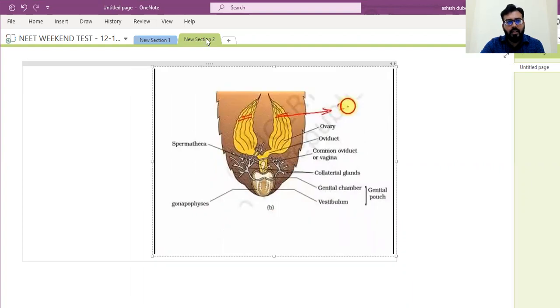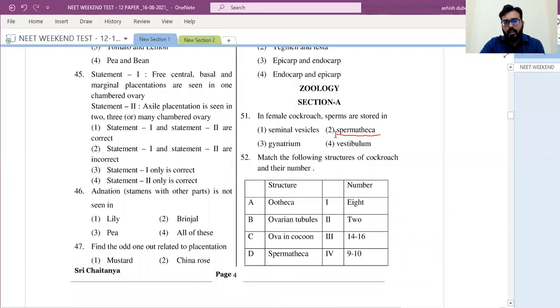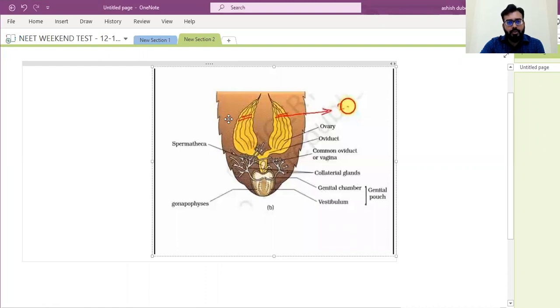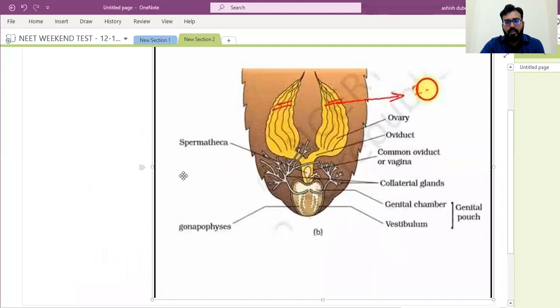Because as you can see here, the other options are not correct. Seminal vesicles are found in the male cockroach, so it will not be the answer. The gynaetrium and vestibulum will also not be the answer, because the gynaetrium is this upper portion. This genital chamber is known as the gynaetrium.